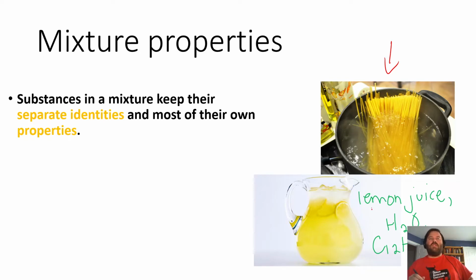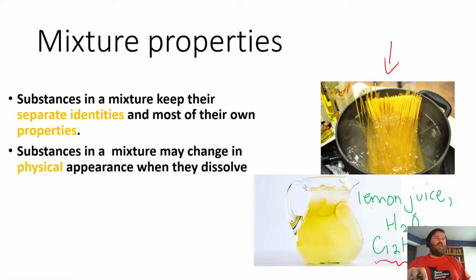Another example would be lemon juice. There's water in there, and the lemon juice still tastes sour. And the sugar, sucrose, would still be sweet. They may change in physical appearance when they dissolve. For example, when you dissolve sugar in water, it goes from this white, crystalline powder, and when you dissolve it, it disappears essentially. It becomes clear because it's dissolved in the water.